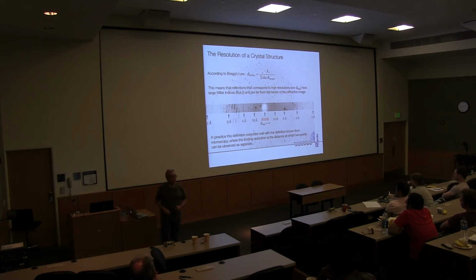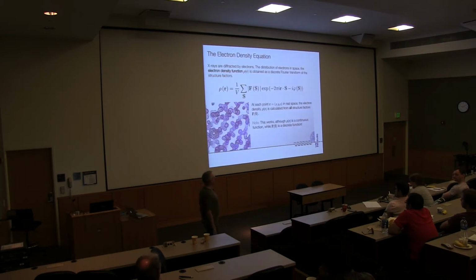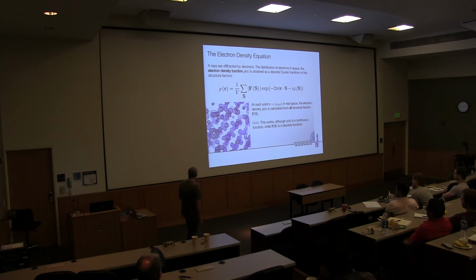Okay. Now if you have that, you have a way of sorting all your reflections into the right HKL indices to run the Fourier transform. And then you need to do this, and this is the only really important formula in crystallography. This is the electron density formula, the electron density function. Okay. That's what we want to do.